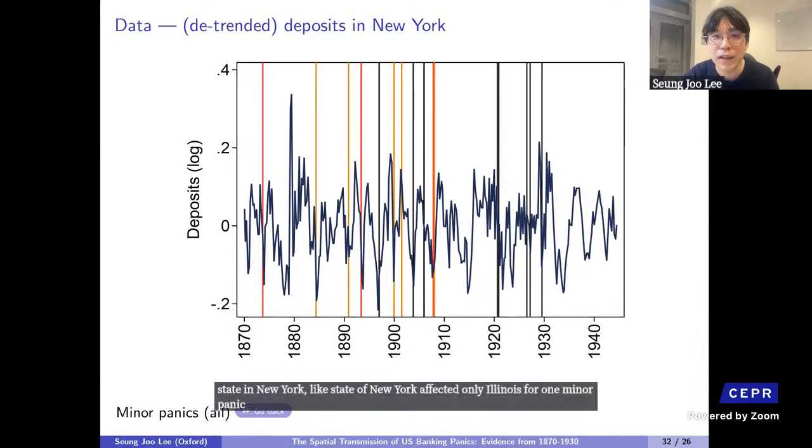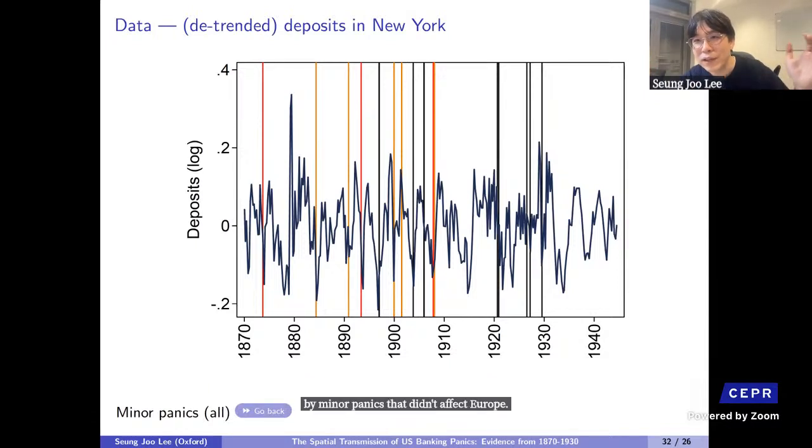But if you look at this graph, deposits in New York are affected a lot by minor panics that didn't affect New York at the surface. So there must be some mechanism by which banks in New York face this type of duress in the presence of some panic in a far state, which didn't affect New York per se, right? So that was the motivation for this project for us.